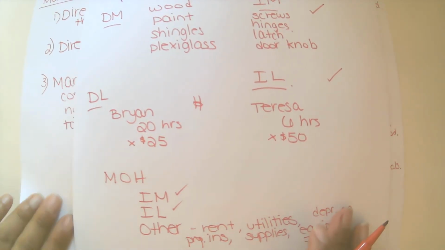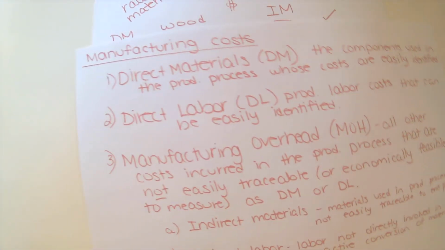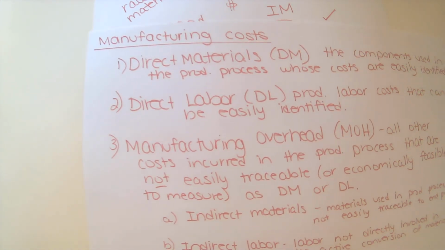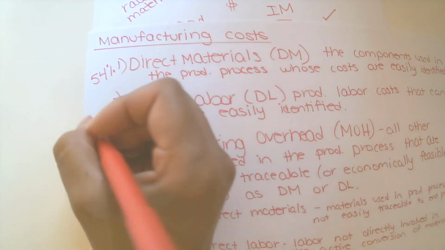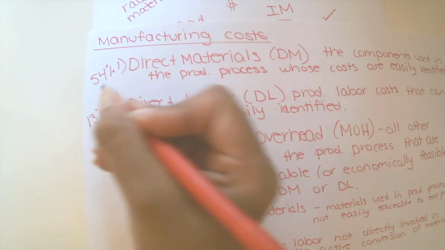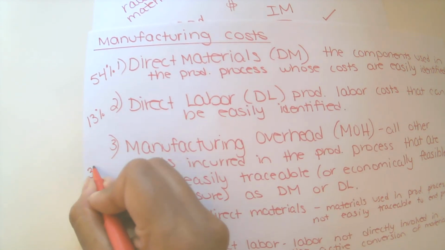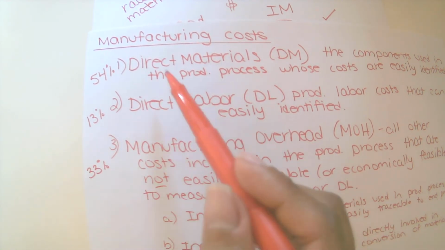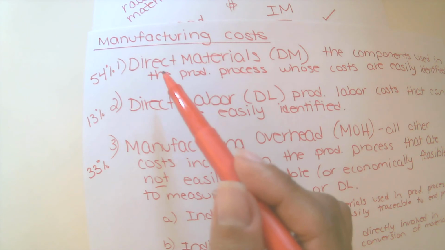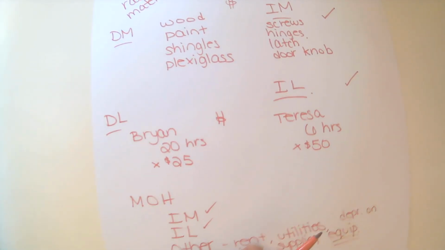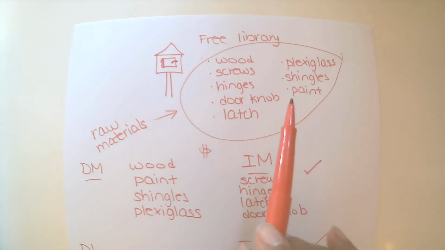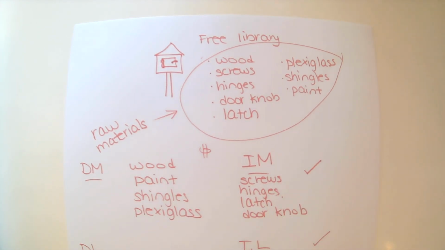And just in case you're curious in how this shakes out for most manufacturing companies in terms of the breakdown of costs, most manufacturers say that they spend about 54% of their costs on direct materials, about 13% on labor, and 33% on Mo. So you can see the majority of the costs for making a product comes from the materials. And I can definitely attest to that because we spent a lot. Those shingles alone, my goodness gracious, they were a lot.